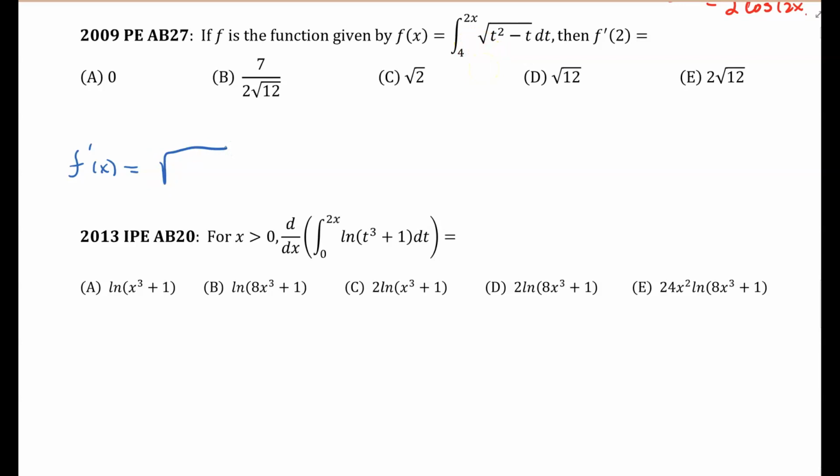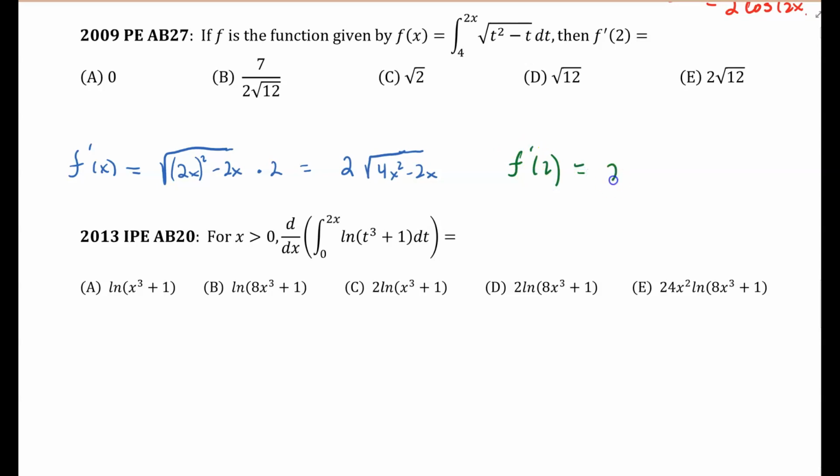I'm going to plug in my limit, so 2x, that whole 2x gets squared. So make sure you use those parentheses wisely, right? You're squaring the whole thing. So it's the square root of (2x) squared minus 2x, times the derivative of 2x, which is a 2. Let me clean this up before I evaluate this. This is 2 times the square root of 4x squared minus 2x. Okay, there's f prime, and what I want is f prime of 2.